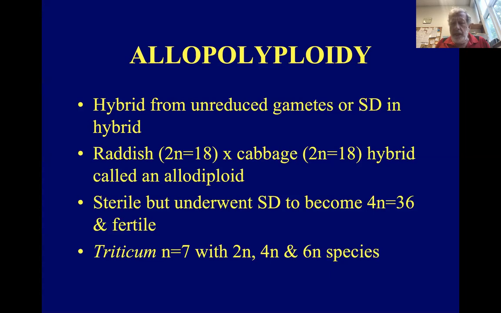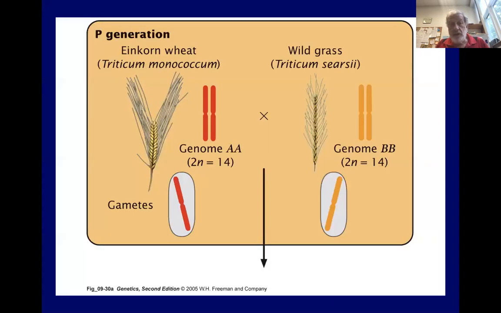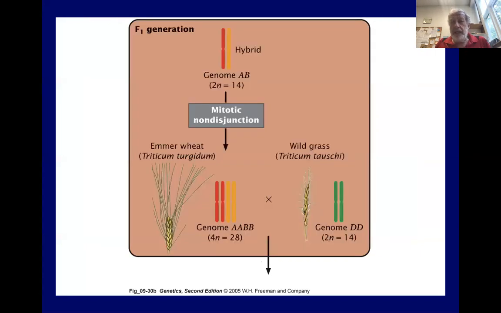Triticum is wheat, and the haploid number in that genus is 7. And so there are diploid, tetraploid, and hexaploid species of wheat. In fact, the wheat that we depend on for our bread is hexaploid. So let's look at that. So we can cross einkorn wheat with a wild grass and get a hybrid that's 2n = 14, but it's got 7 chromosomes from each species. It can undergo somatic doubling via mitotic non-disjunction to form a 4n = 28, so an allotetraploid that would be then fertile.